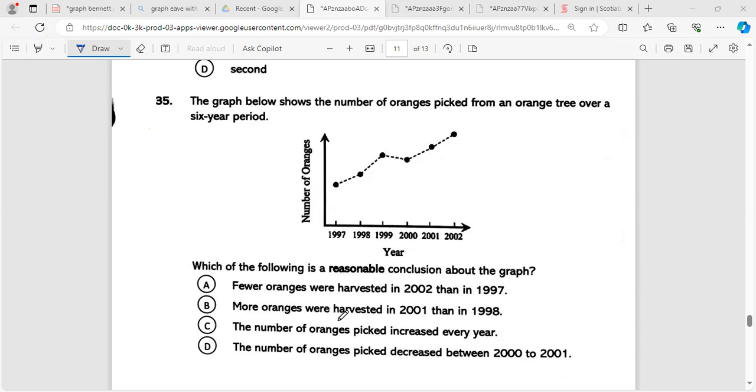Excuse me, sir. Yes, go ahead. Sir, can I give you my opinion? Yes, everybody's opinion is valid. What do you think? Sir, I think it's B. More oranges were harvested in 2001 than in 1998. All right, so let's look at it.